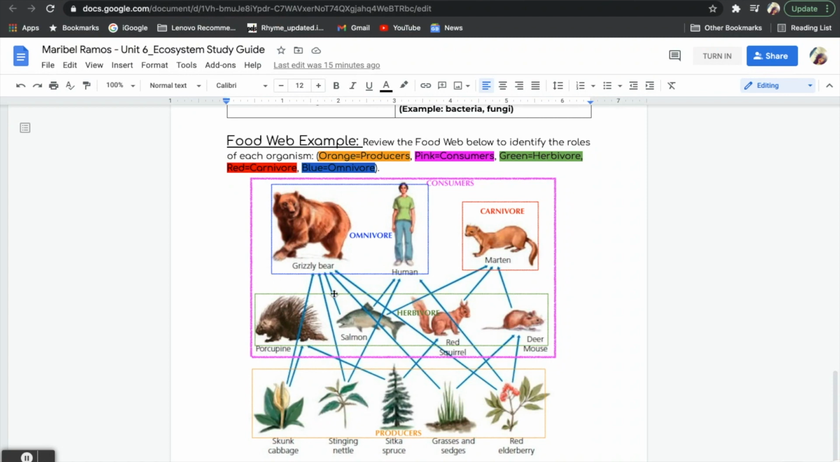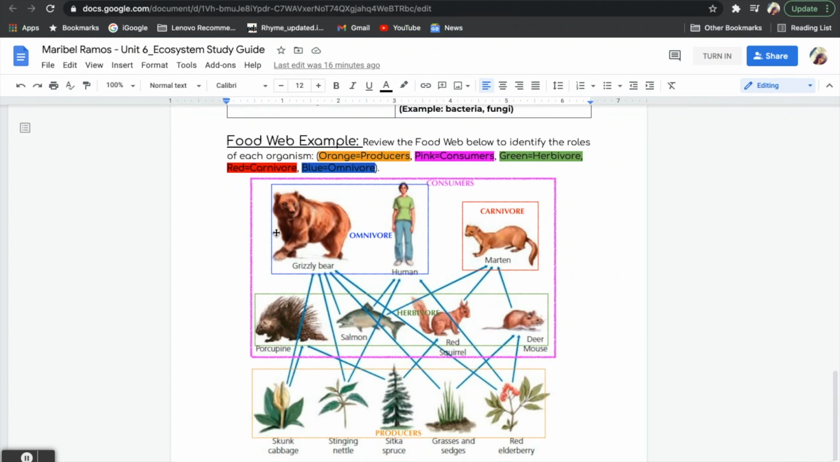Now, within this pink box, we have more different boxes. For example, we have this green box. If we look at the code here, green means herbivore. The animals that are in the green are herbivores, meaning that they only eat plants for energy. Then we have our red box. Our red box means carnivore. If you follow the arrows to this carnivore, this shows that this organism eats meat for its energy.